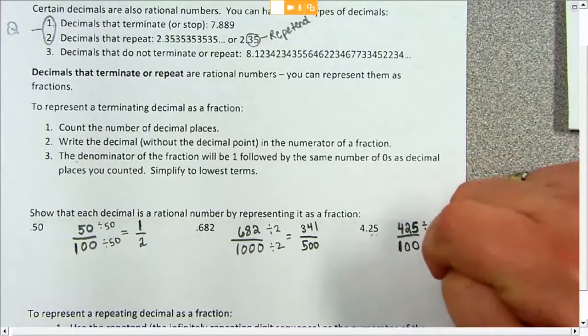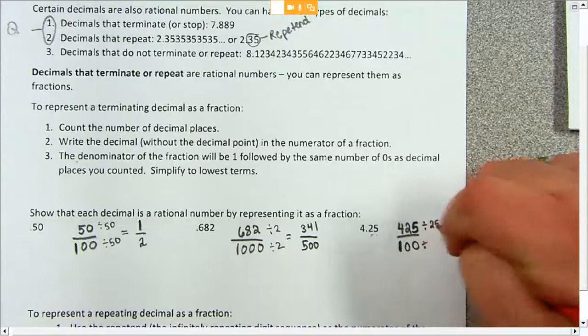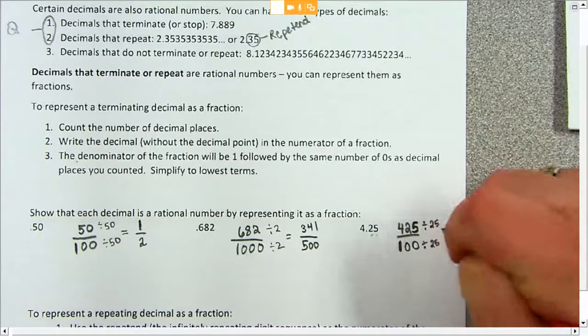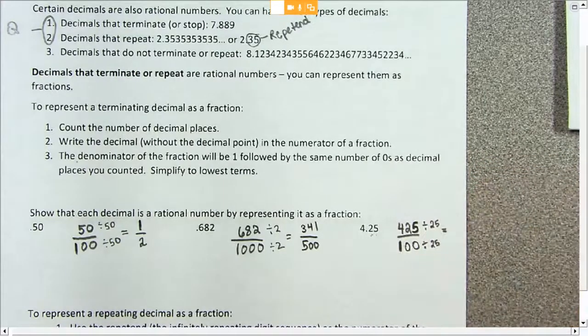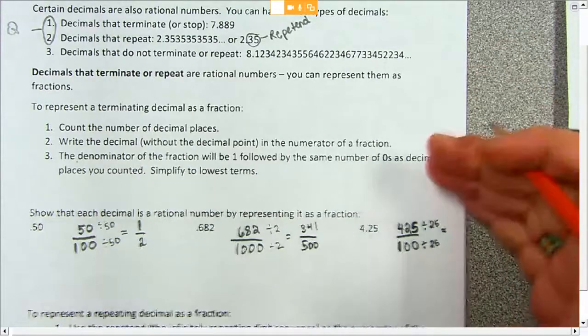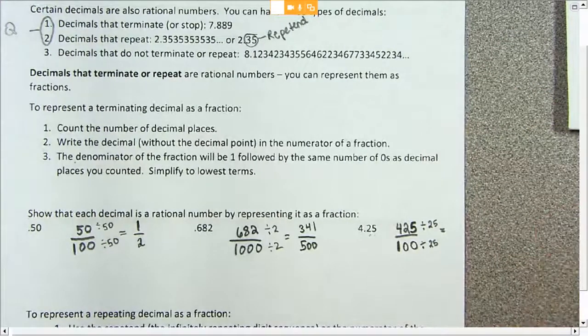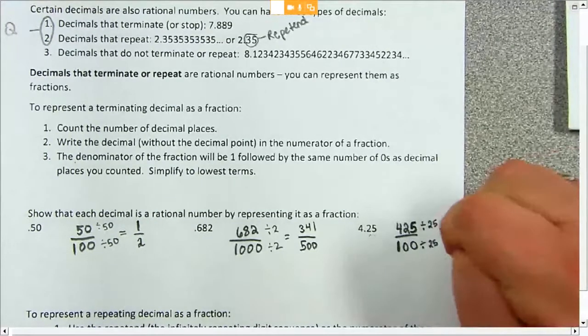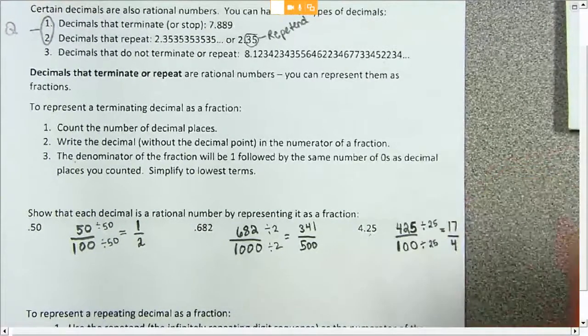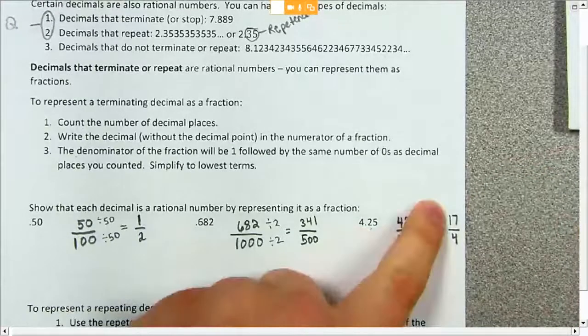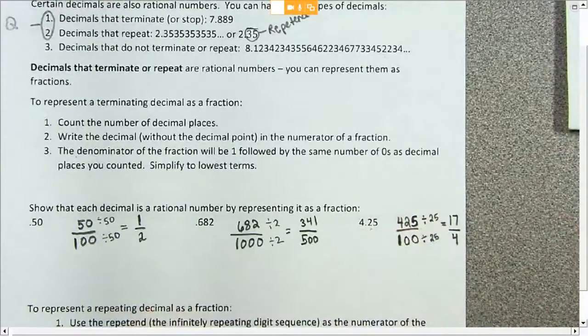And I know both of these are divisible by 25. When I actually did this, I divided it by 5 and then realized you could divide it by 5 again, but I'm just telling you 25 in the interest of time. So you're going to end up with 17 over 4. So 4.25 is the same as 17 over 4.